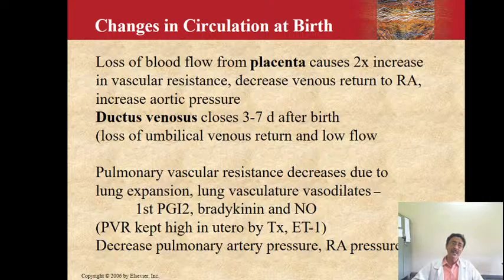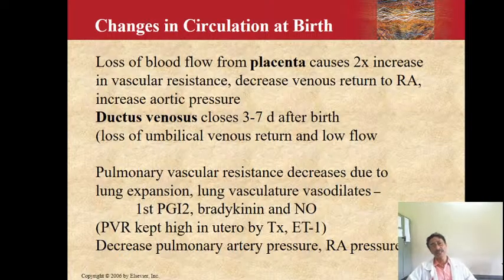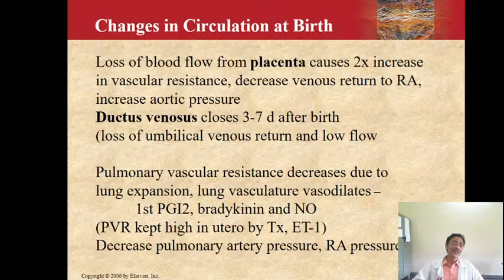So on the pulmonary side, the pressure becomes a low pressure area, whereas on the systemic side, it becomes a high pressure area. Because of this difference in the pressure, with high pressure on the systemic side and less pressure on the pulmonary side, closure of the ductus venosus takes place. This closure of the ductus venosus takes place 3 to 7 days after birth.